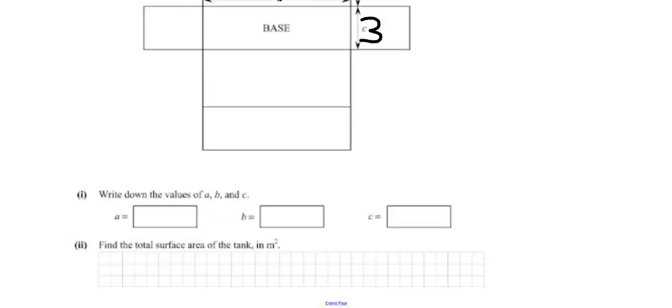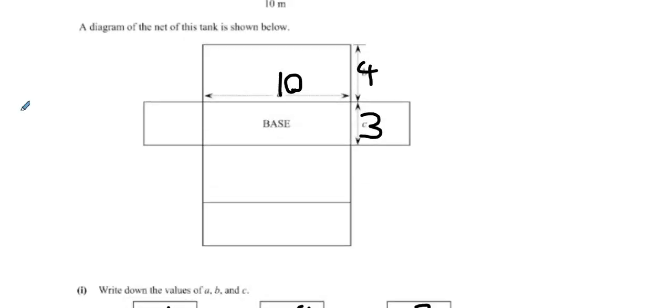Now, similar to the last question, it wants the total surface area. So I'm going to get N to do this. Ready? Okay. Now, N will call you. All right. That's 10, 4, and 3. So what's the area of this one? Yeah. Area of this one. Area of this one.